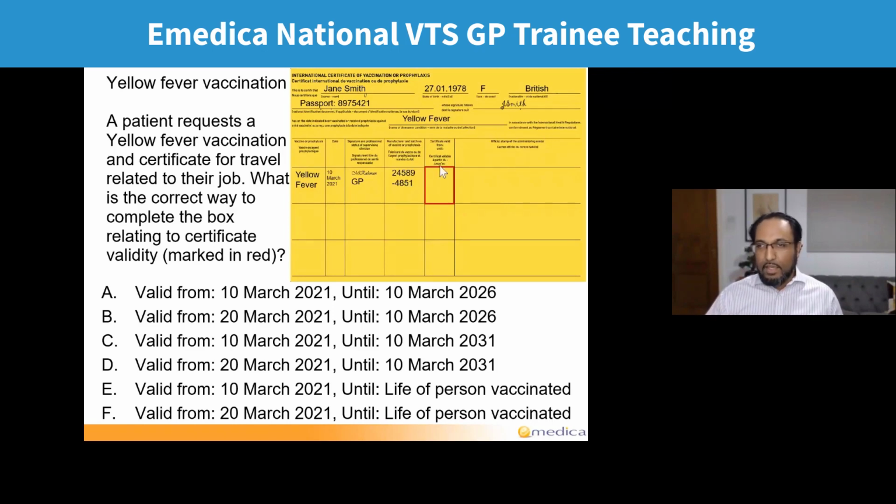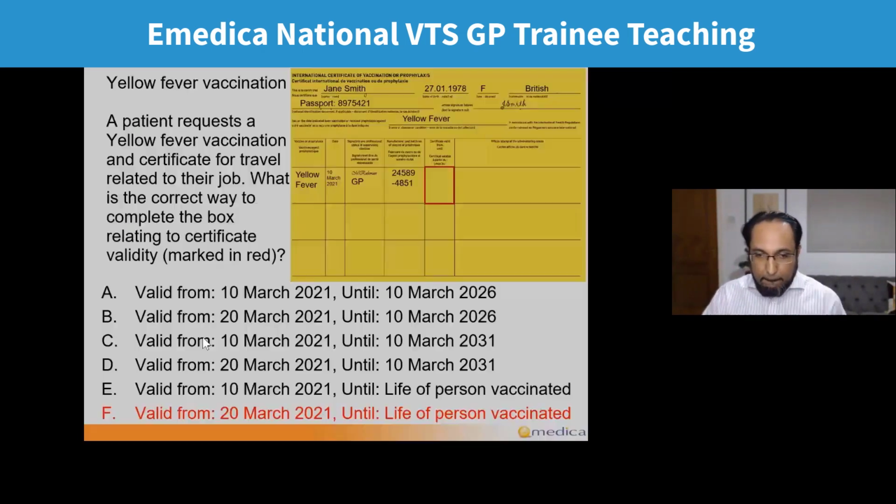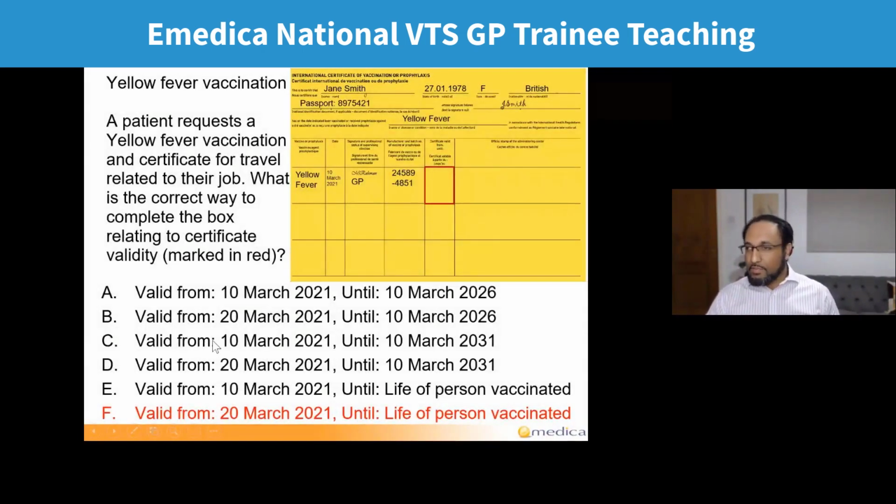And so what goes in here, you put valid from date and a valid to date. Okay, so the correct answer is F. Okay, and I can see a quarter of you got that right. The most popular answers were actually C and E. So a lot of people thought that it was valid for 10 years and valid from the date that it's been signed. And a lot of people thought E, that it was valid for life, but from the date it's been signed, from the 10th March.